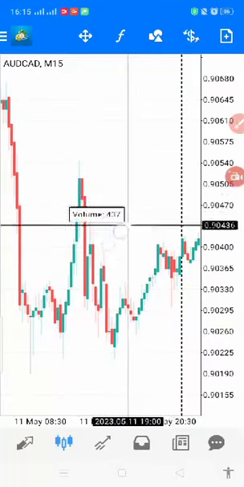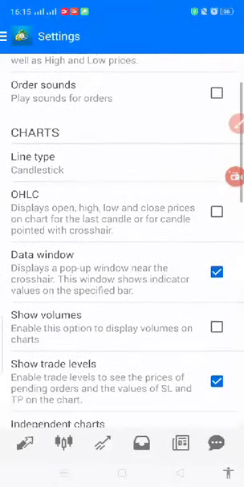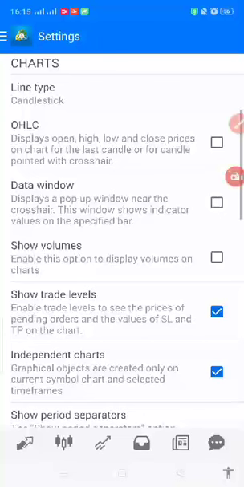You can see it's there. So that's if you want to get the information of indicators. Show volumes: enable this option to display volumes on the chart, which is the same thing that the data window is showing us. The data window will be showing us the cross share.